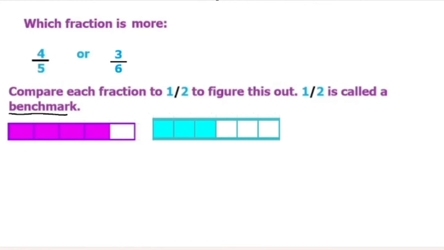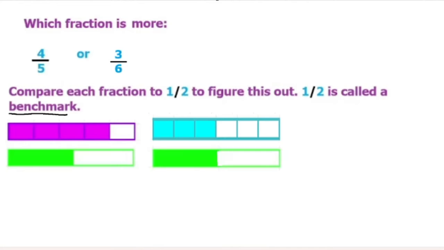We could see that this is the exact same size but cut into a half. Similarly, this is the exact same size but also cut into a half. And what we'll notice here is that when we compare 4/5 to 1/2, we know that 4/5 is greater than a half. So this fraction is greater than this benchmark.